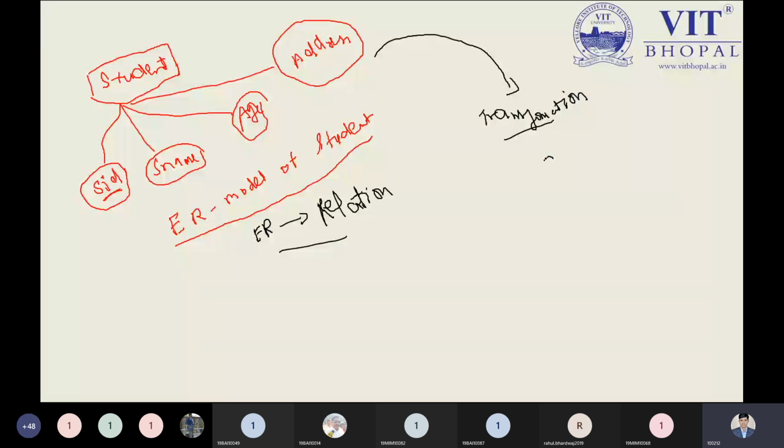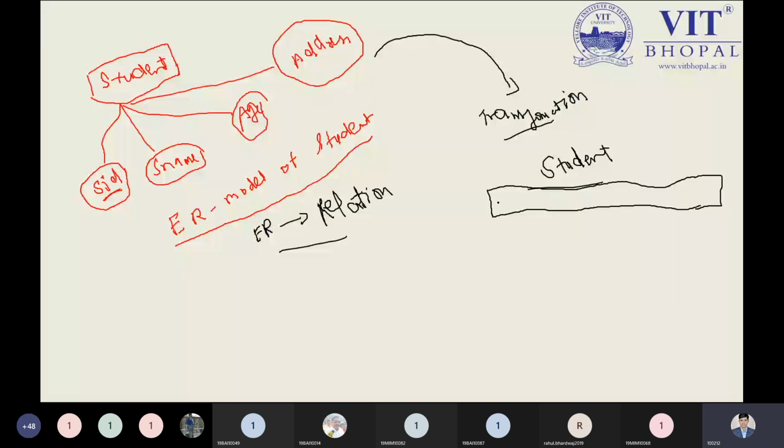Student will be our table name or relation, as I told you. In the ER model, student is the entity. In the relational model, student will be the name of the relation. So it is only a naming convention. In general, this is known as a table. If I make all this, then the attributes will be transformed into field names or column names. I can design my model like this.